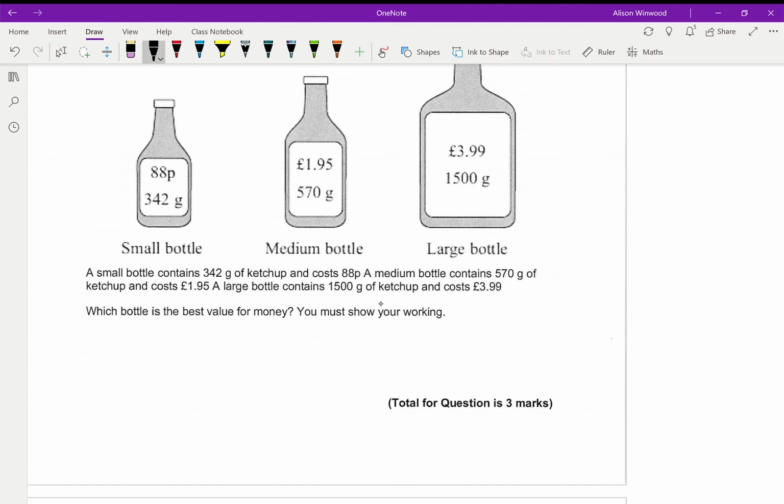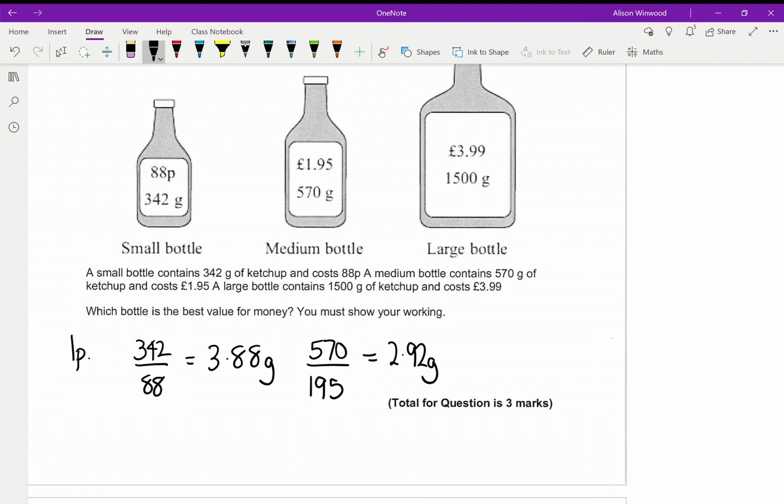So, easiest way to do this is to find out what 1 pence will buy me in each case. So for the small, 342 divided by 88 will buy me 3.88 grams. The medium bottle costs 195 pence, so each pence will buy me 2.92 grams, so less than the small bottle. So at the moment the small bottle's the better one.